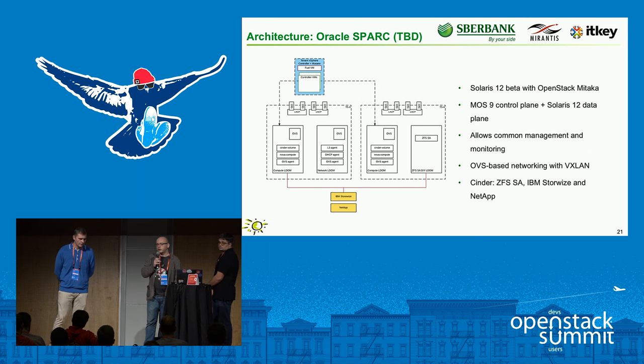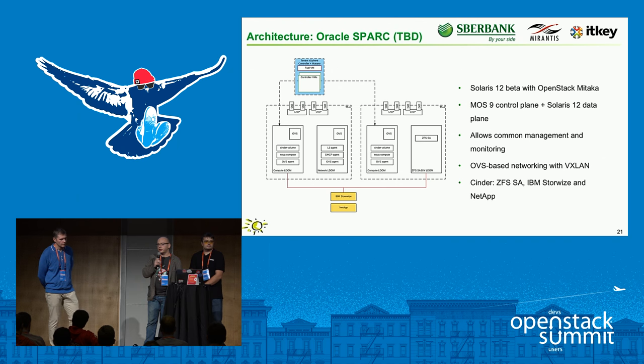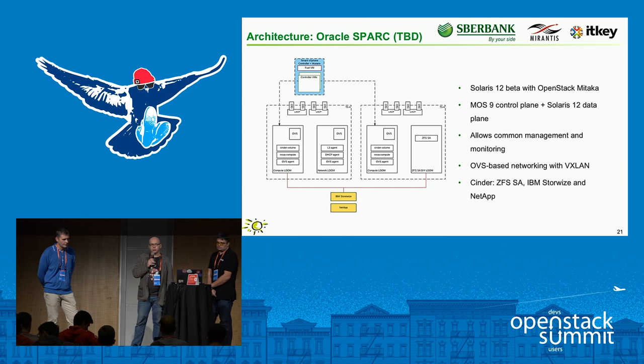We managed to deal with this issue finally by enrolling in the Solaris 12 beta program. It allowed us to test the next version of OpenStack for Solaris on SPARC, which is still to be released next year. It's Mitaka and Open vSwitch based. So now we can integrate these Oracle hosts in the same way that we do with x86.